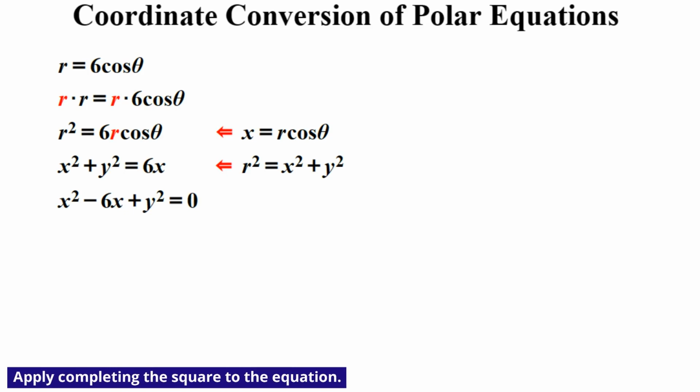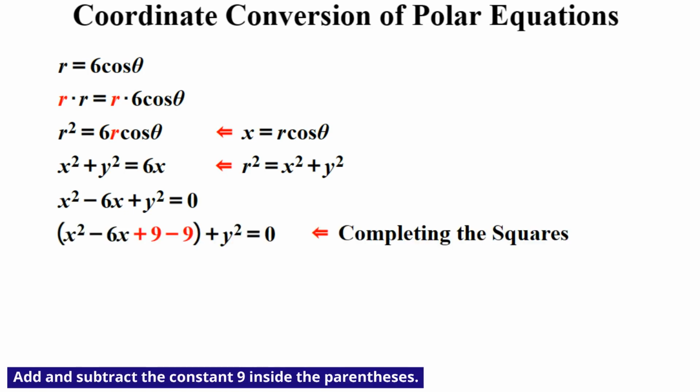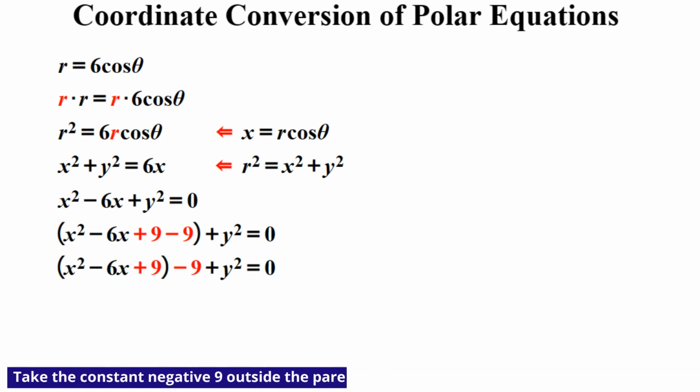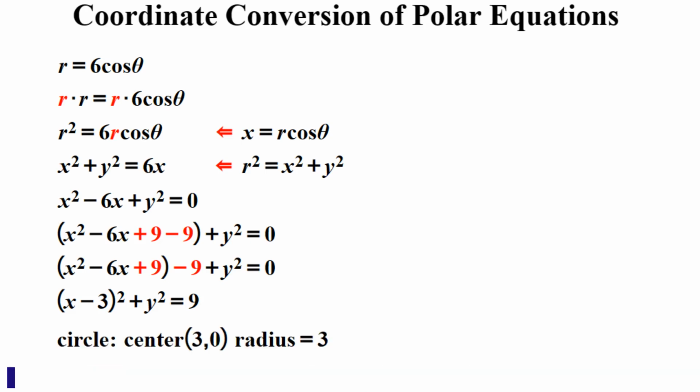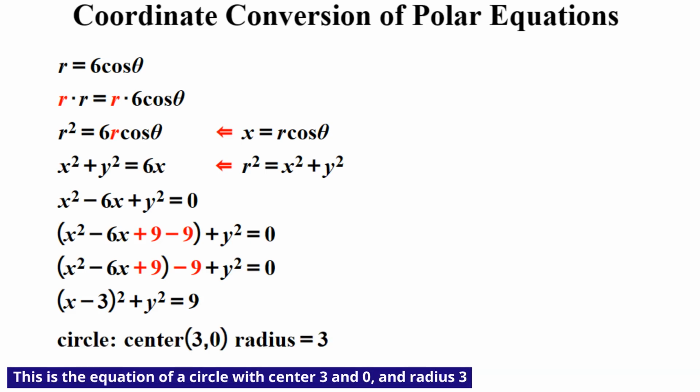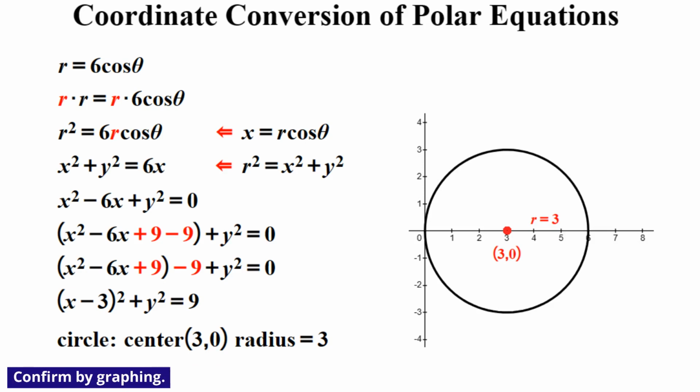Apply completing the square to the equation. Add and subtract the constant 9 inside the parentheses. Take the constant -9 outside the parentheses. The terms involving x are transformed into a complete square. This is the equation of a circle with center 3 and 0, and radius 3. Confirm by graphing.